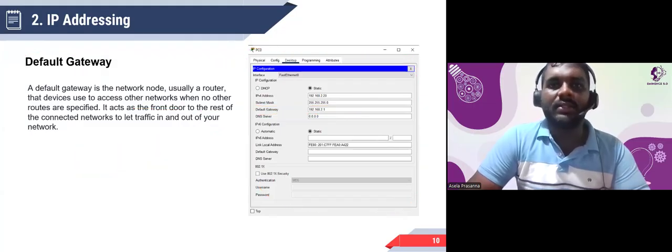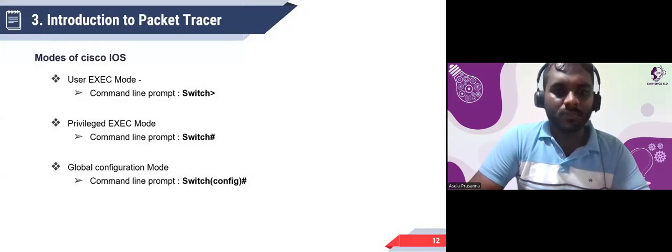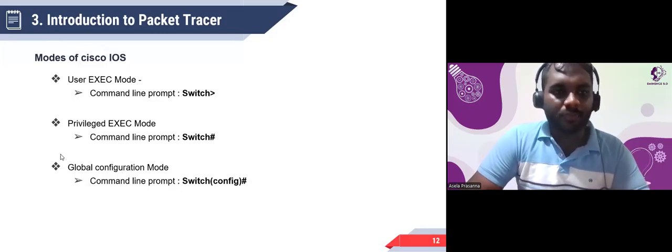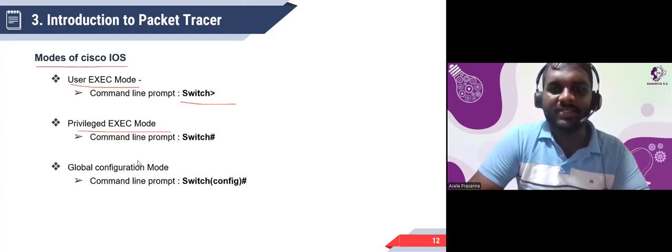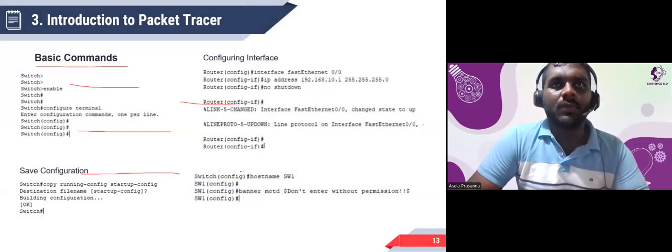I think it's better to move to a Packet Tracer session. I will go through these slides. Here also are the modes of iOS, which I will explain in the Packet Tracer session. There are three modes: user execution mode, privilege execution mode, and global configuration mode. I will show them to you. Okay, now we will go to Packet Tracer and see what we want to learn there.